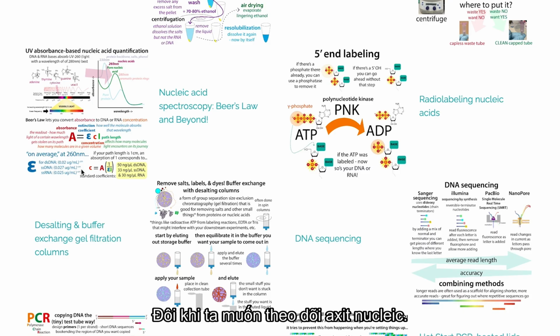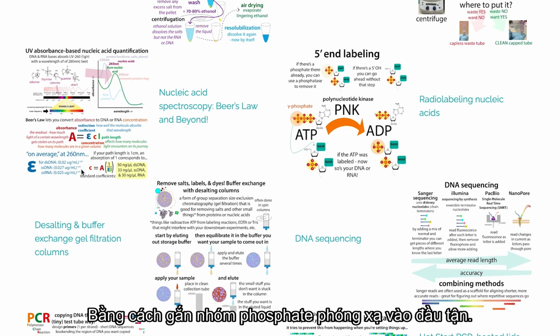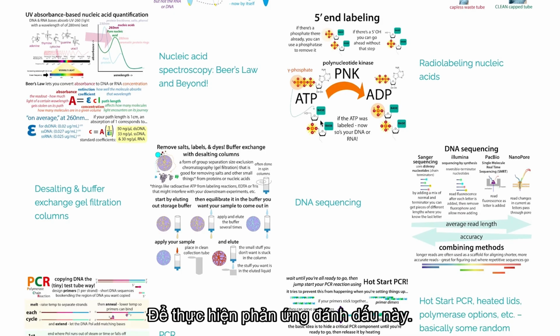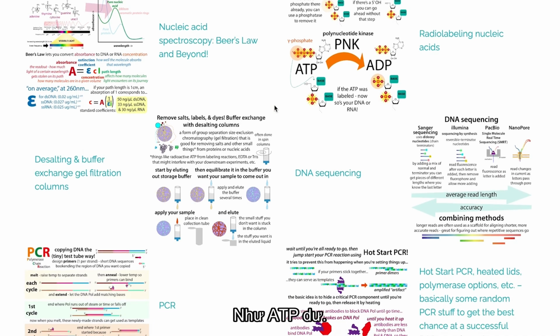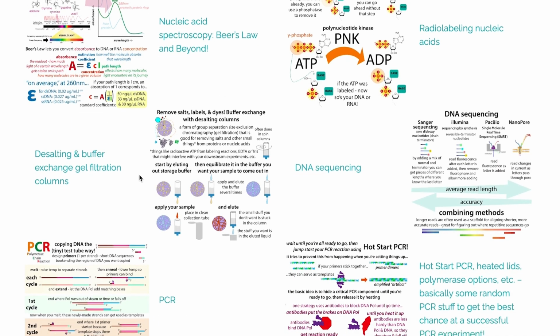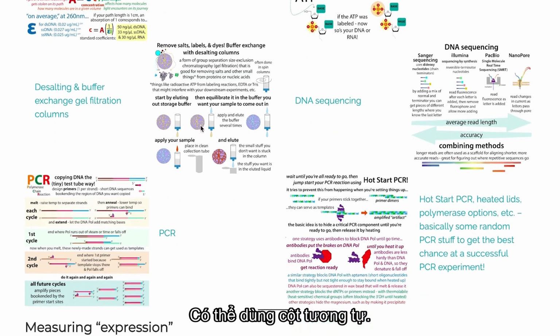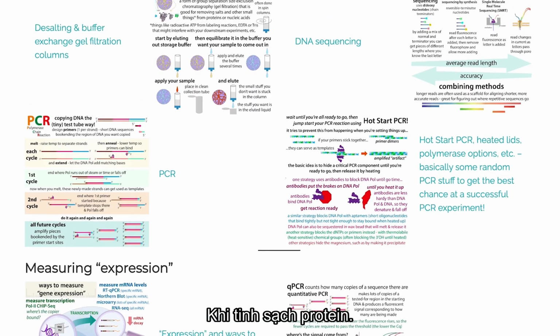Sometimes we want to be able to track nucleic acids, and so we can radiolabel them. We add a radioactive phosphate group onto their end, and this is going to allow us to then track them. In order to do this labeling reaction, we often use a polynucleotide kinase, or PNK. And then to remove the excess ATP, we use desalting and buffer exchange columns. We can also use similar columns when we're purifying things like proteins. These are really great for getting rid of salts.